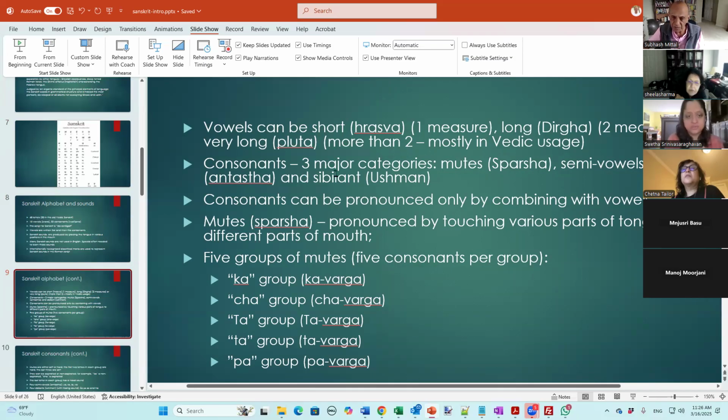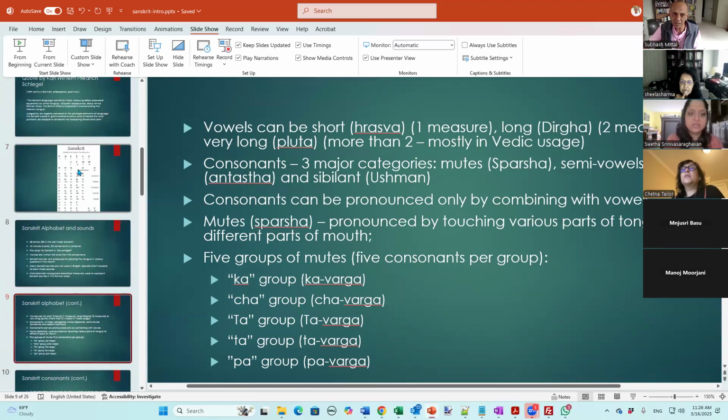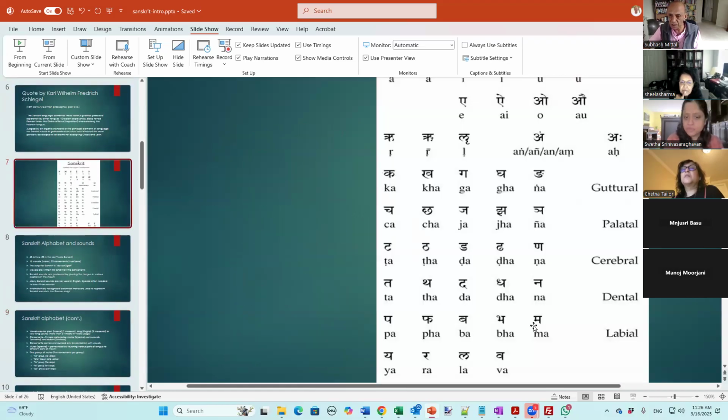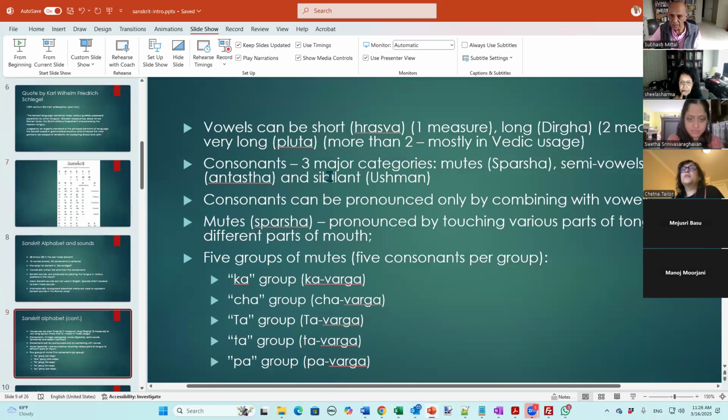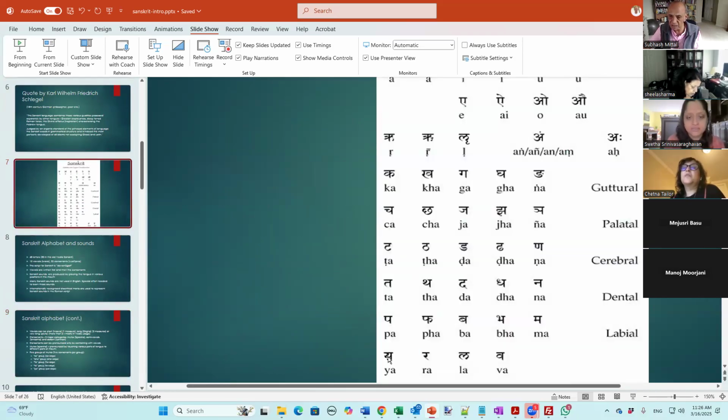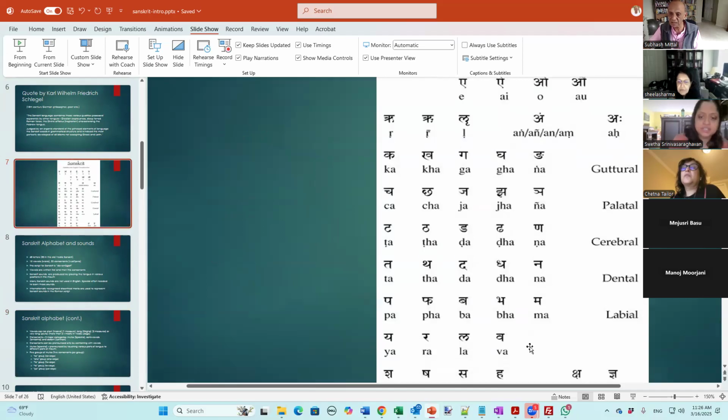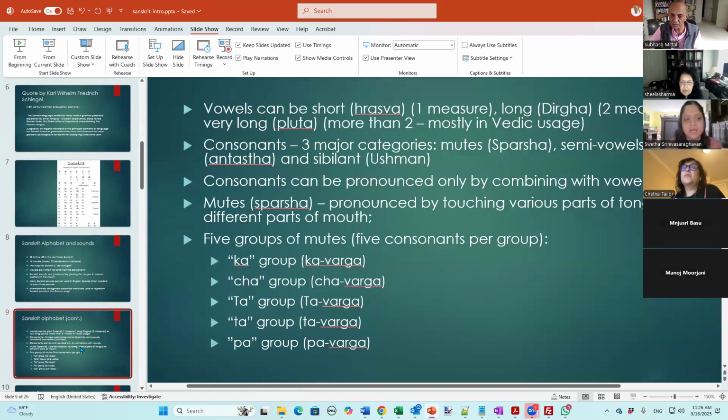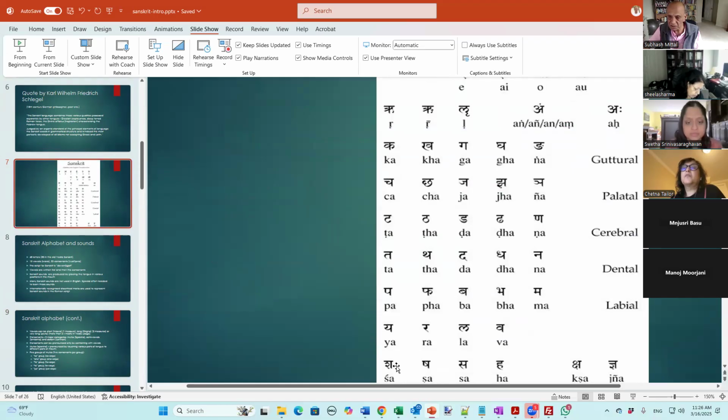Oh, sorry, I missed this. There are three major categories of consonants. One is called mutes, the ones between ka and ma. Then the next category is semi-vowels, or antastha. These ya, ra, la, va, they are called antastha. And then the final is sibilants, or the ushman. These final sha, sa, ha, they are called ushman or sibilants.